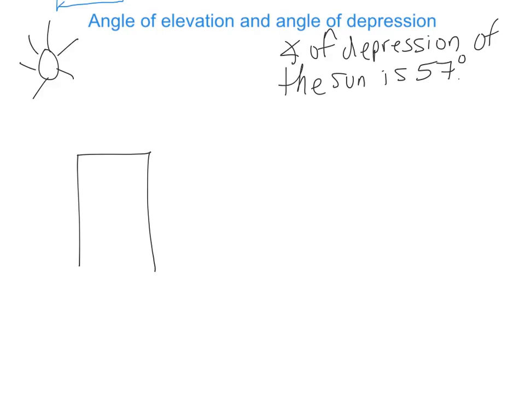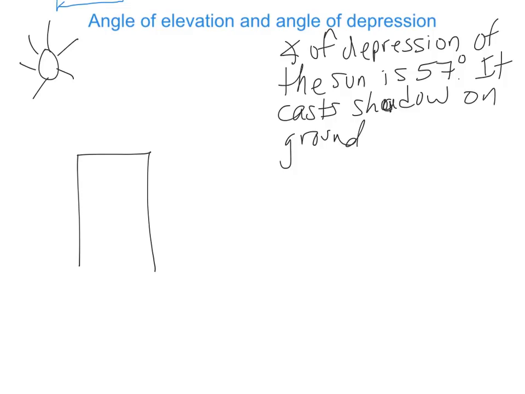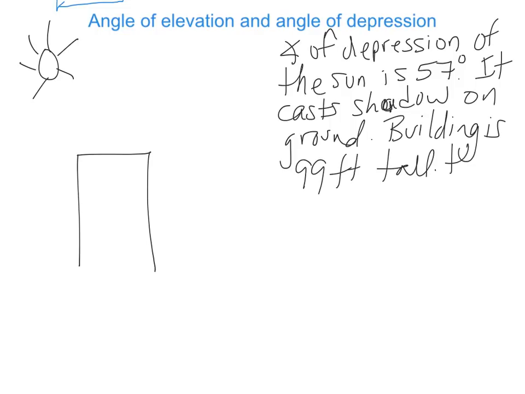And we can say that it casts a shadow on the ground. Whoops. I can spell. Shadow on the ground. And we'll say that the shadow is cast a shadow on the ground. We'll say that the building is 99 feet tall. How long is the shadow?